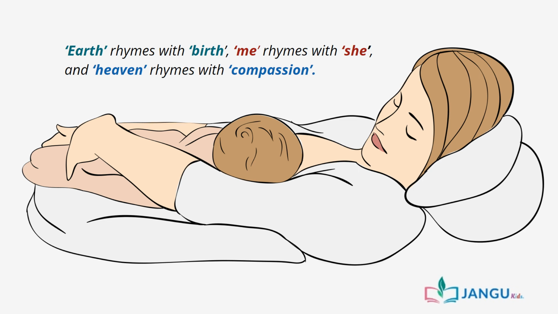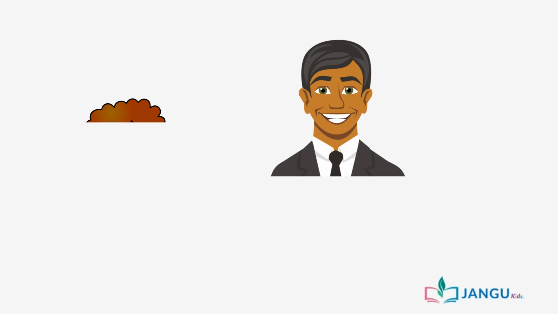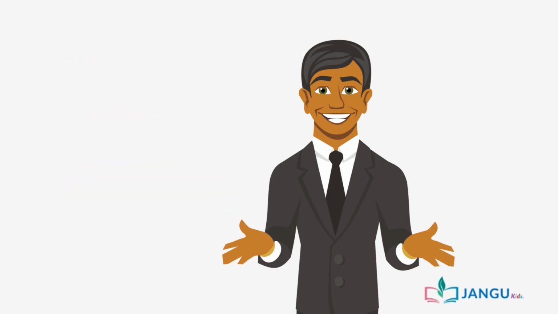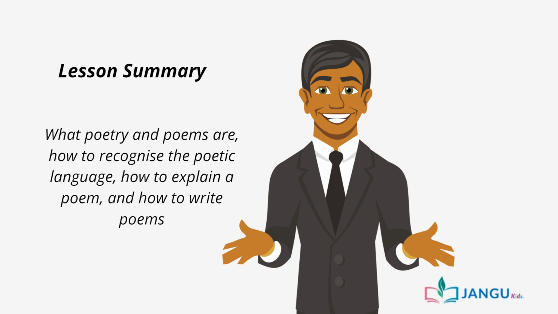You may practice writing other poems about different things using the secret ingredients you have learned in this lesson. Practice does make perfect. And with that, we have come to the end of our lesson on poetry, where you have been taught what poetry and poems are, how to recognize the poetic language, and how to explain a poem and write one.